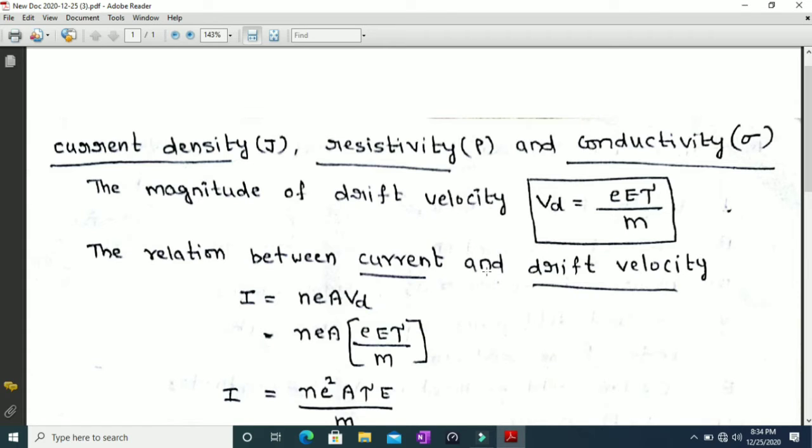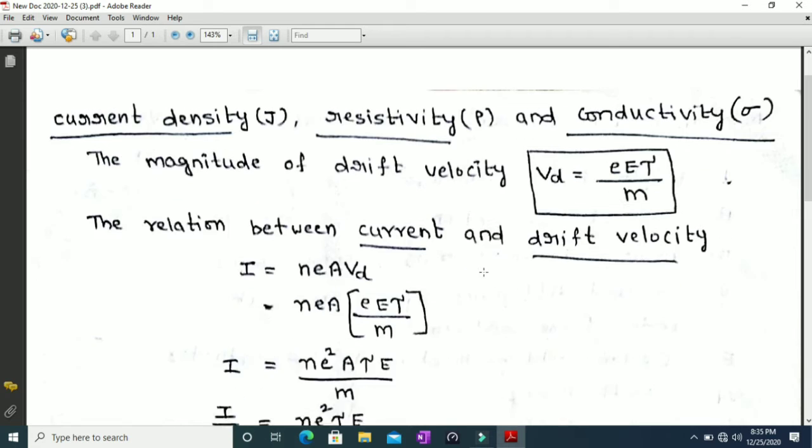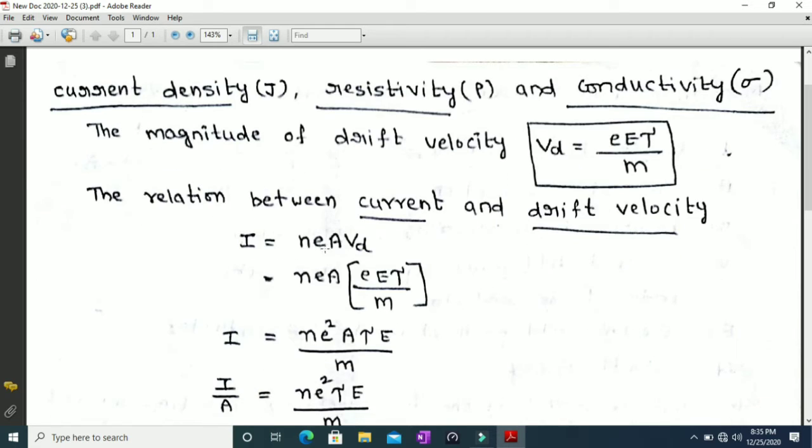In the last class we have obtained the relation between the current and drift velocity, that is I is equal to neAVd. In this expression, small n is the number of free electrons per unit volume, small e is the charge of the electron, A is the area of cross section and Vd is the drift velocity. Now, nEA as it is, and in place of Vd, let us substitute the expression E tau by m.